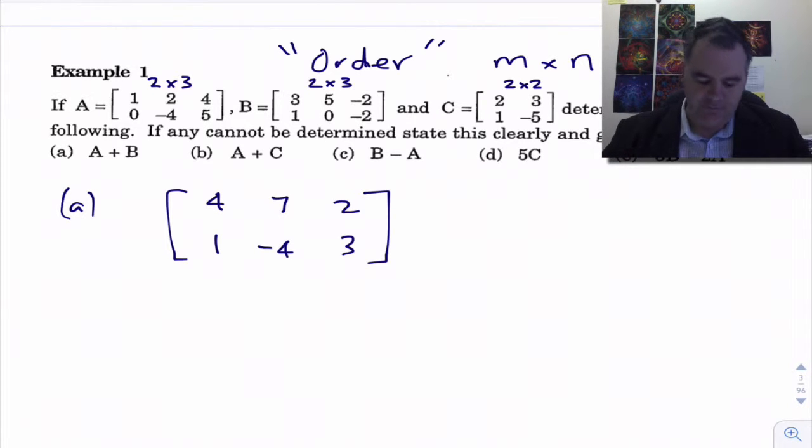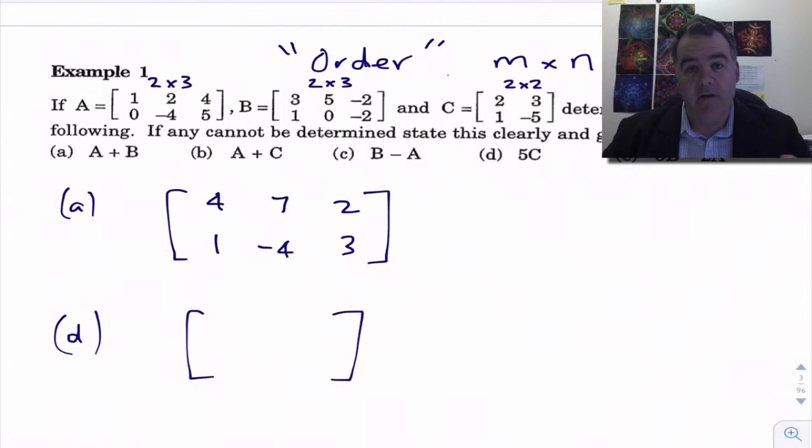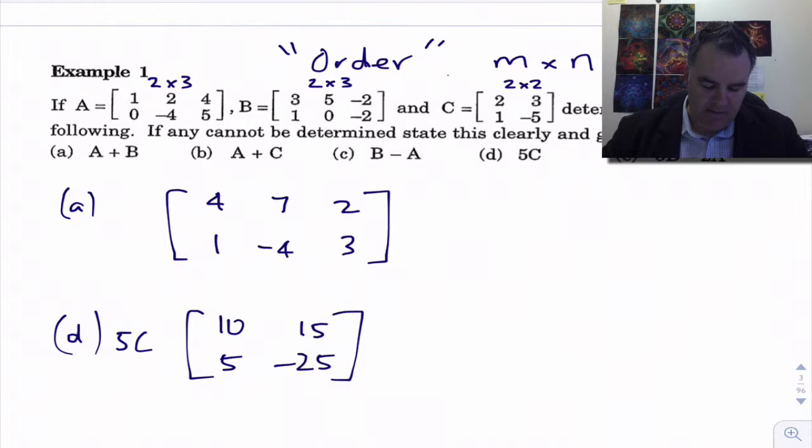For part D, it may not surprise you that 5 times C is just 5 times every element inside C. So 15, 5, and negative 25. So when we're multiplying a matrix by a scalar, we multiply every element inside the matrix by that scalar. So that is what 5C would be. You'd have to do a little bit more work to do E, but I think you get the idea. 3 times B, then subtract off 2 times A. I don't think that's too hard.